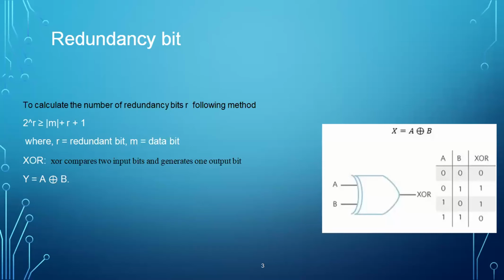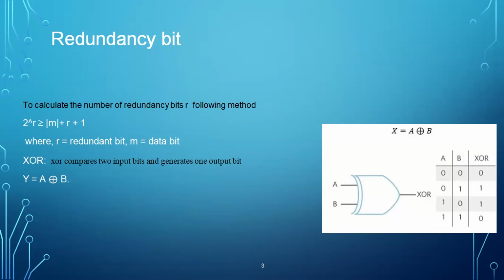It is a technique developed by R.W. Hamming for error detection. This is R.W. Hamming who invented this method. Redundancy bit. To calculate the number of redundancy bits, the following method is used: 2 to the power r is greater than or equal to m plus r plus 1, where r is the redundant bit and m is the data bit.